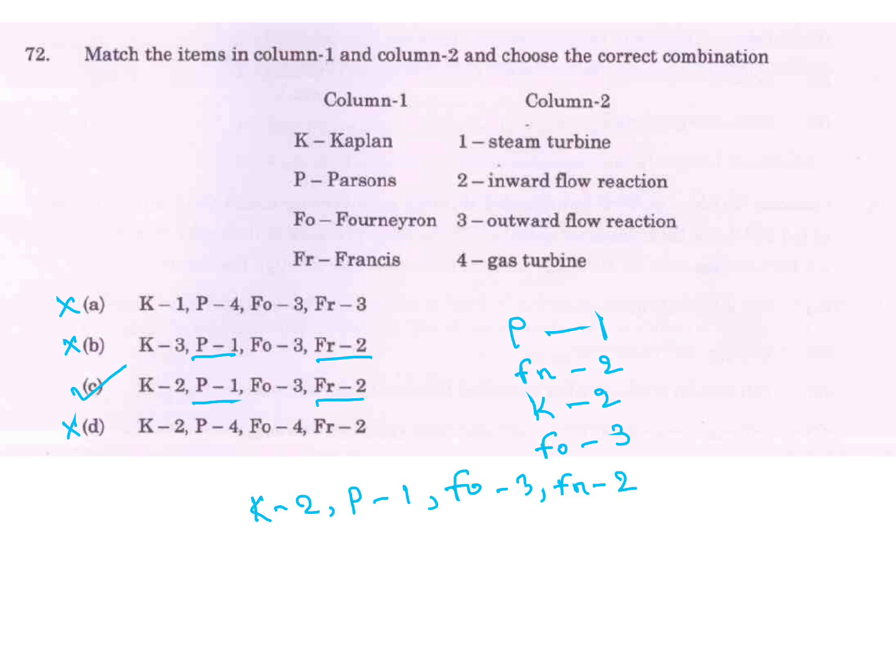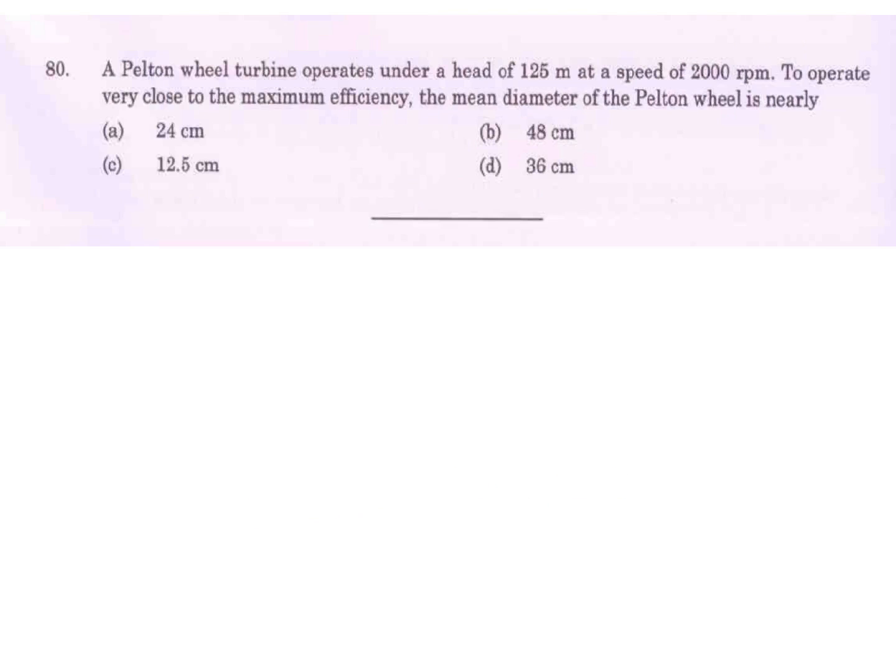A Pelton wheel turbine operates under a head of 125 meter at a speed of 2000 rpm. To operate very close to the maximum efficiency, the mean diameter of Pelton wheel is nearly how much? Mean diameter we have to calculate. Data given are H equal to 125 meter, speed N is 2000 rpm. For maximum efficiency, U by V equal to 50% or 0.5. This is the condition of maximum efficiency.